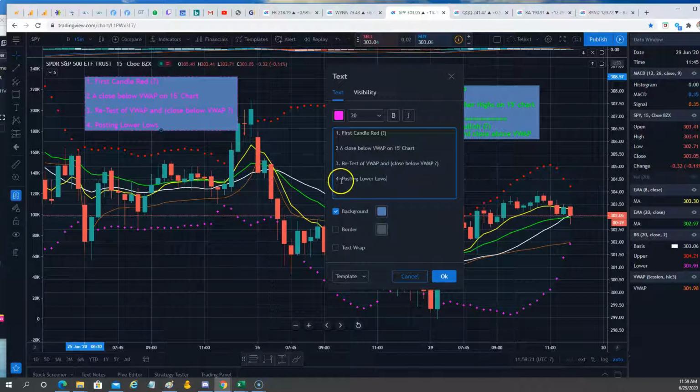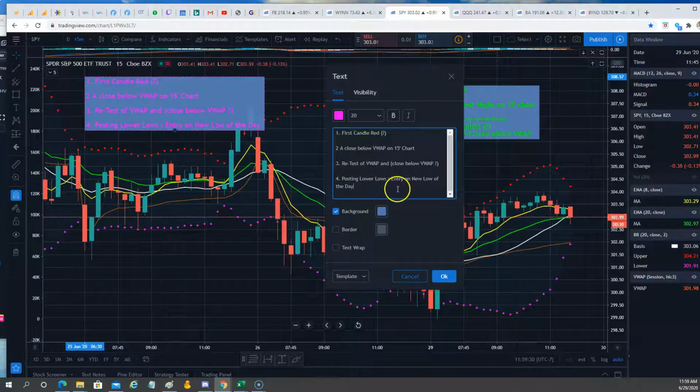So a new low of the day, posting lower low. Entry on new low of the day. This is to make absolutely certain that you are taking zero chance. Somewhere here, the low of this day on this candle is 304.53. So for you, you put your alert when we hit 304.50. You're patient because this is 45 minutes.